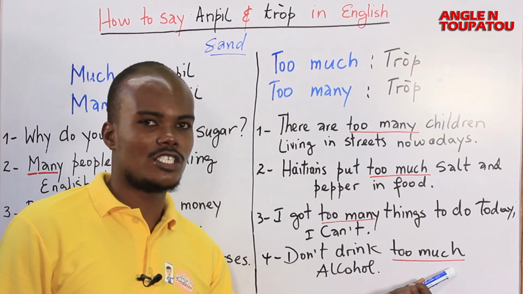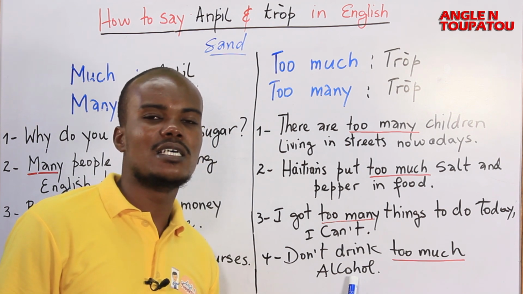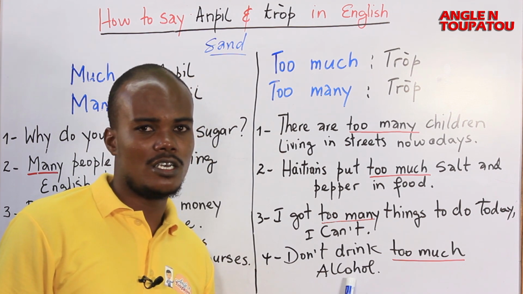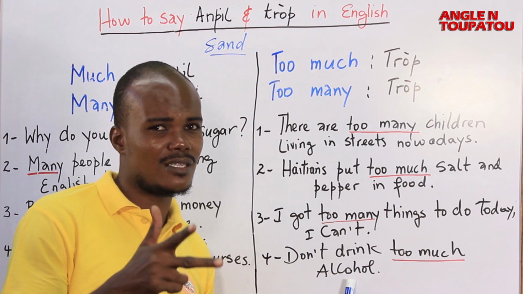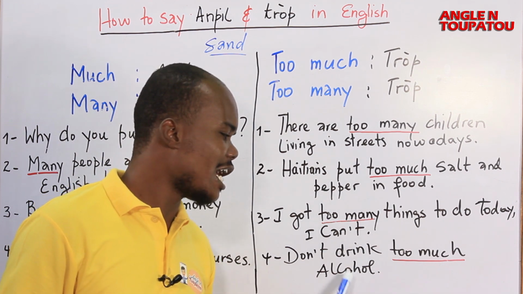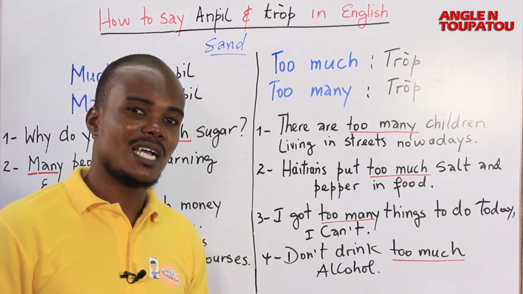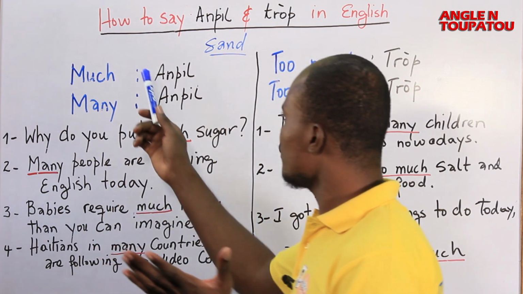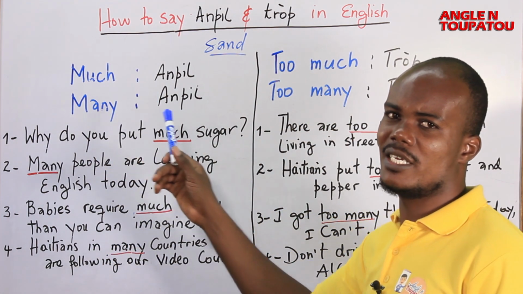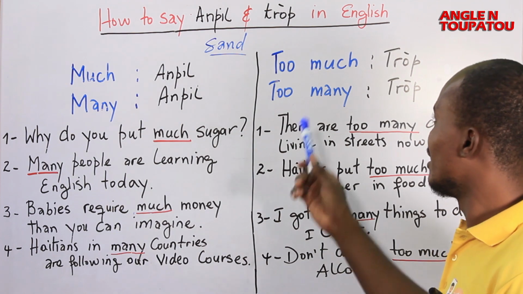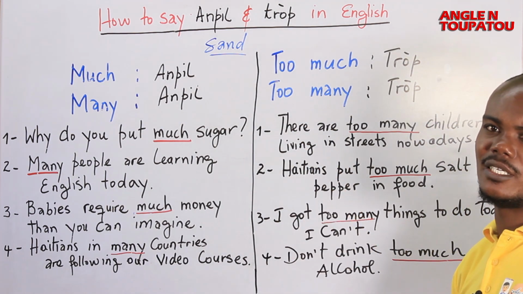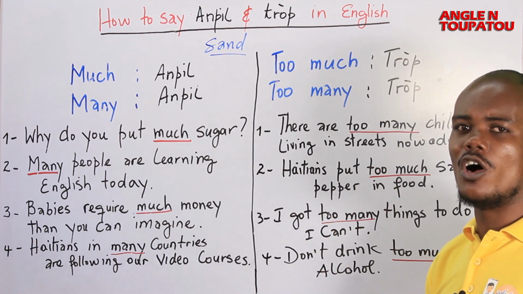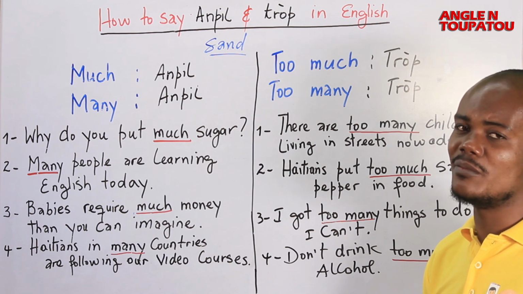Why do I say too much? Because alcohol is a non-countable noun. Alcohol cannot be counted. You cannot say 1 alcohol, 2 alcohols, 3 alcohols. No. Too much alcohol. So, anpil, much, many, too much, or too many. It depends on how you're gonna use it, before a countable noun or a non-countable noun.